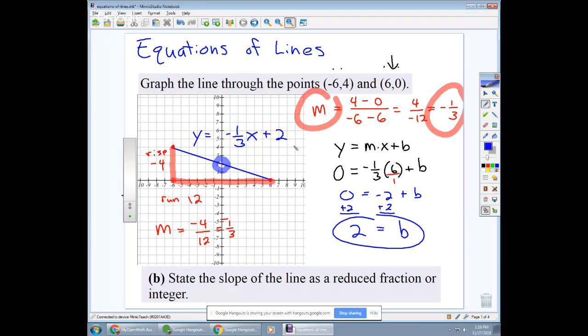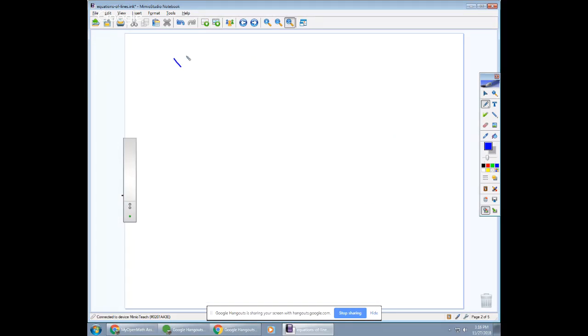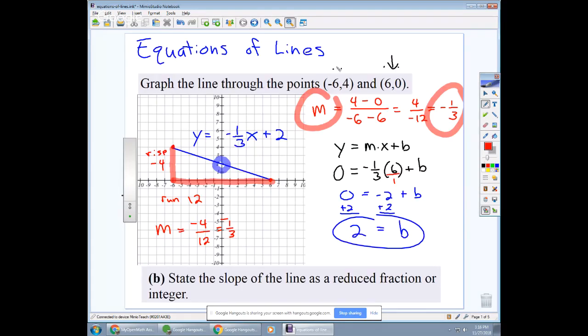Nice. If we wanted to double check that, we could plug the other x value in. Let's do it. So the other x value was -6. So y equals -1/3 times -6 plus 2. View that as a fraction. Negative times a negative is a positive. So that's 6/3 plus 2. 3 goes into 6 twice. 2 plus 2 is 4. So our equation says that if x is -6, y is indeed 4, which is that point we started with. Nice work. Let's try another one.